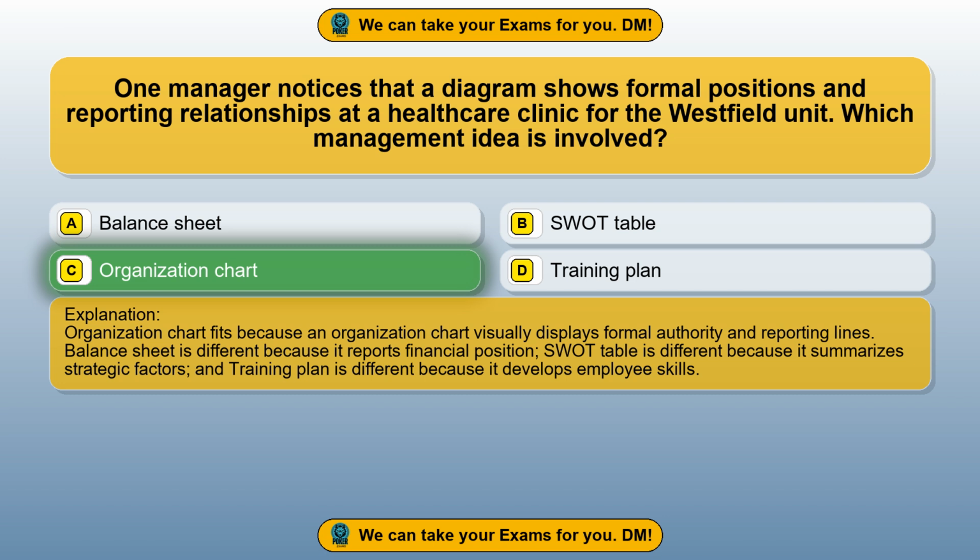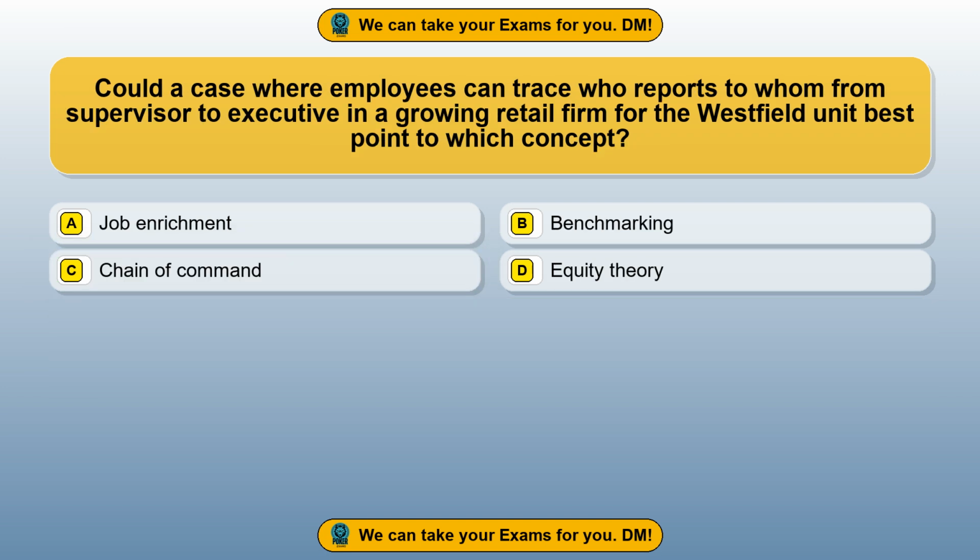Balance sheet is different because it reports financial position. SWOT table is different because it summarizes strategic factors, and training plan is different because it develops employee skills. Question 96. Could a case where employees can trace who reports to whom from supervisor to executive in a growing retail firm for the Westfield unit best point to which concept?